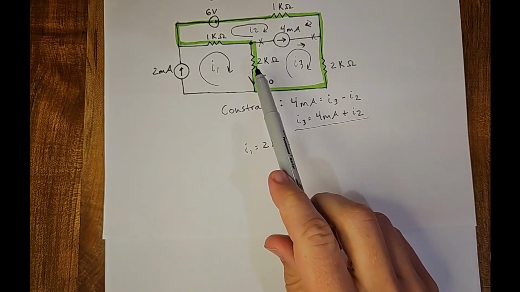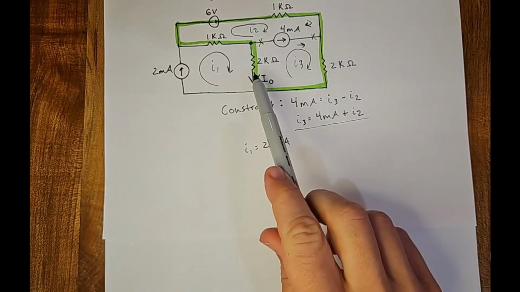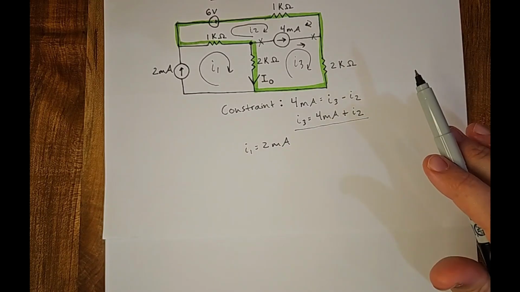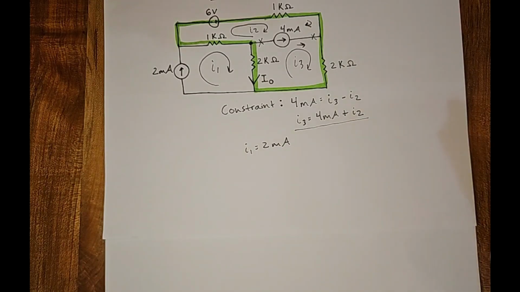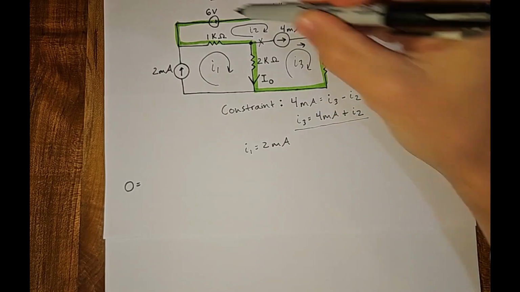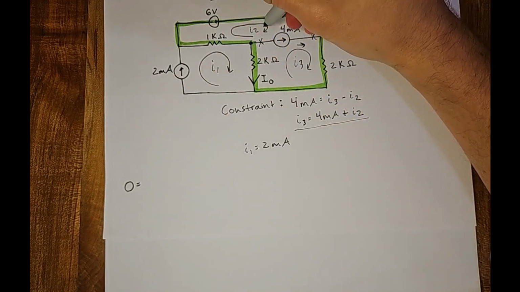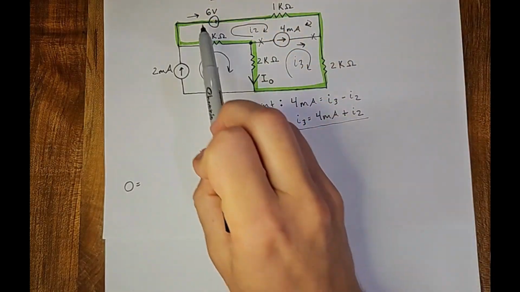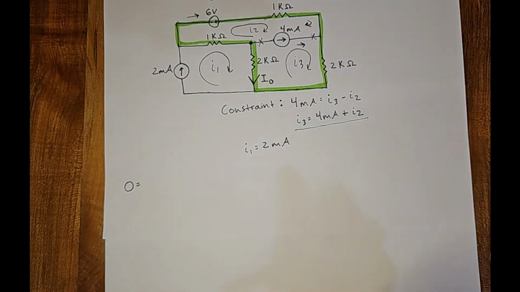So now for our KVL around this giant super mesh. This is going to get a little bit hairy, so we're going to go very slow, one step at a time. Every KVL and KCL equation begins with the same thing, 0 equals. Let's start here, following the I2 around. What we're going to hit first is negative 6 volts.